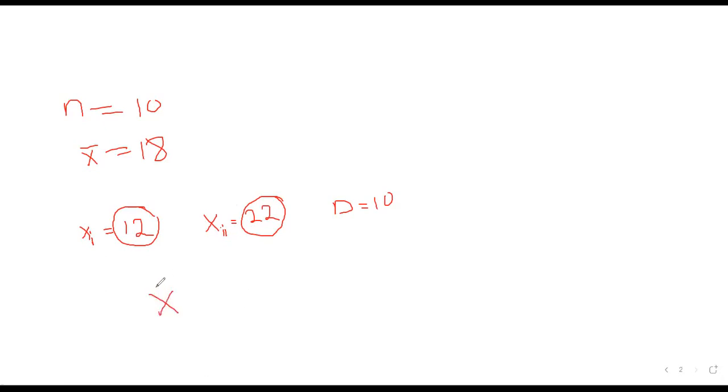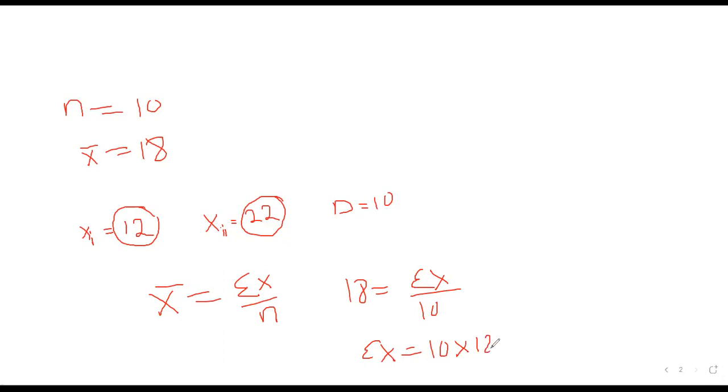So we know that mean is equal to summation of X over N. Our mean here is 18. Our summation of X we don't know. Our N here is 10. So we cross multiply. Summation of X is equal to 10 times 18, which is equal to 180.